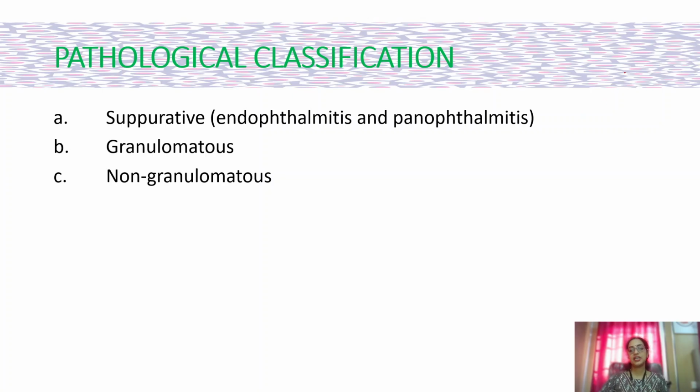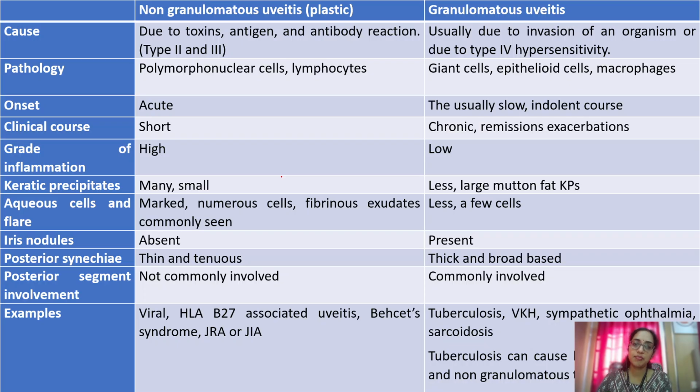Pathologically, based on the type of inflammation, we can classify it as suppurative, granulomatous and non-granulomatous. In suppurative, we have only two types, that is endophthalmitis and panophthalmitis. Mainly you will be expected to understand the difference between a granulomatous and a non-granulomatous uveitis. Why do we need to recognize this? Because there are specific etiologies for granulomatous and specific etiologies for non-granulomatous, and that is how we approach the disease and finally manage it.